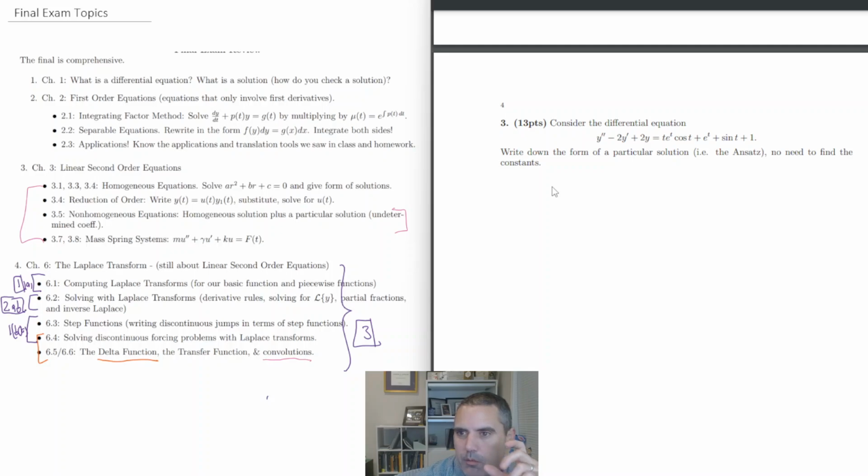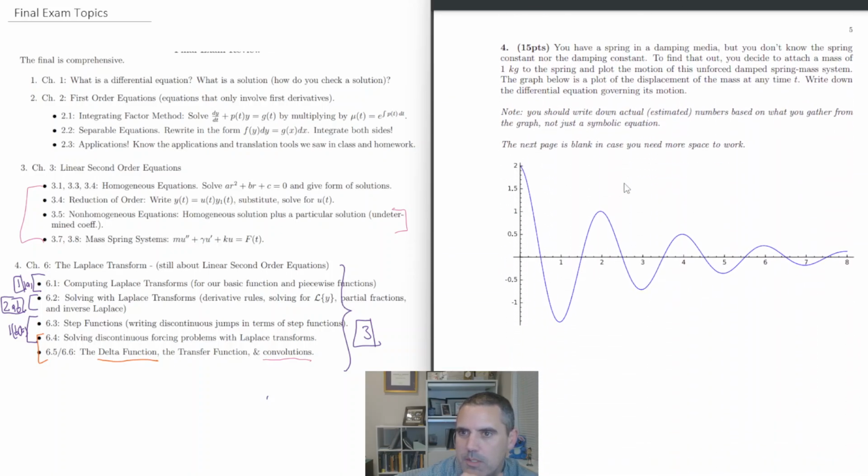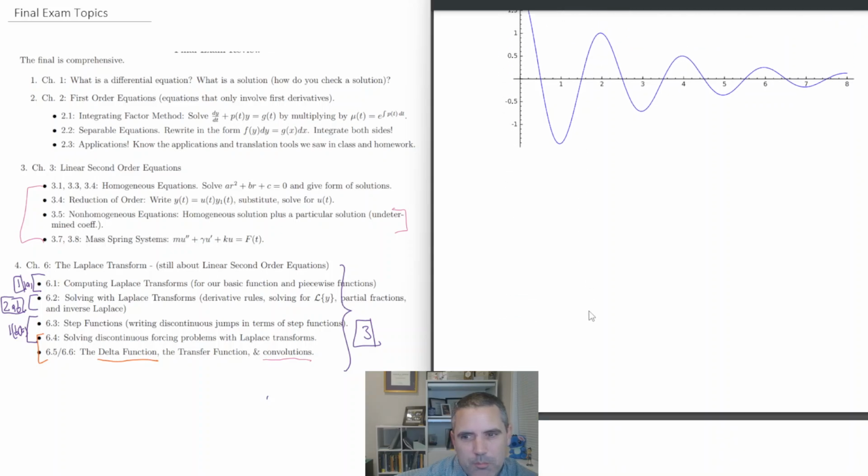And then we have one of these: write down the form of the particular solution. Oh, they have a different name for it. But this is, can you write down the form of the particular solution, the undetermined coefficient piece. You have a spring in a damped medium. Okay, so some sort of wave question. The graph is a plot of the displacement. Write down the differential equation governing it. From the picture, you can see a few things, like the wavelength is 2 and the initial amplitude is 2. There's a few things you can take from it. I do that in one of my reviews. I'd have to think about what the pieces were.